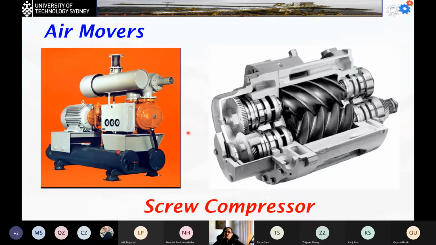We can also have the screw compressor. Now, the screw compressor is one of the most common designs. We have it in many applications, like, for example, in air conditioning. We have it on top of the chiller, or we can have it as a compressor for the freon, and so on. In the screw compressor, the shape of the plate is going to be a screw shape.